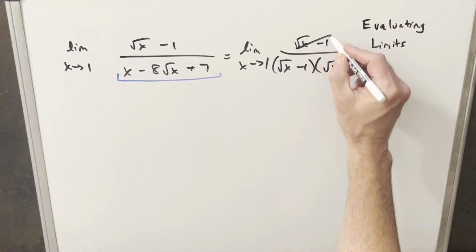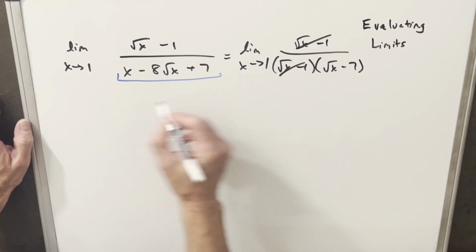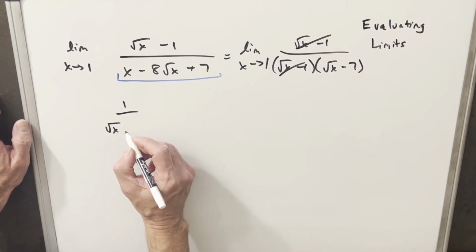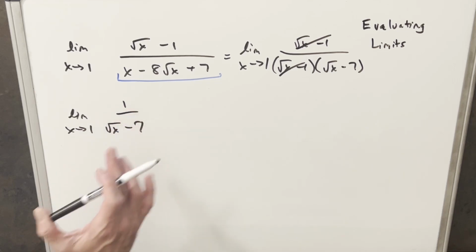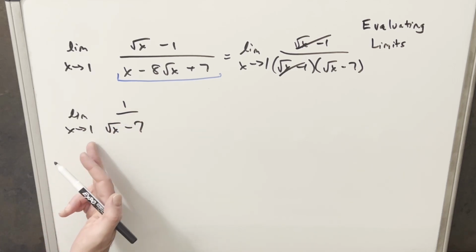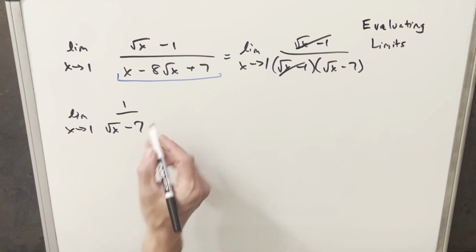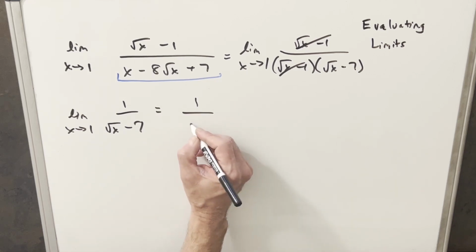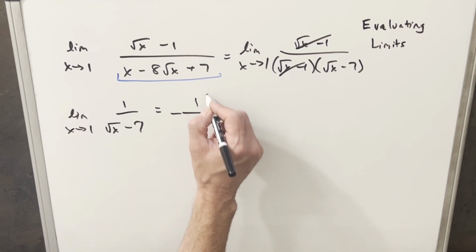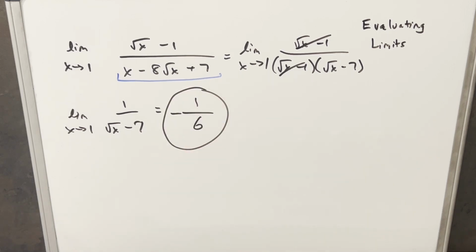But now we get the cancellation we need here. And so we're going to end up with this as just 1 over square root of x minus 7. Now you can see with the 1 in the numerator, it's no longer an indeterminate form. Let's evaluate it at 1, and this is going to give me 1 over square root of 1, which is 1, minus 7, so minus 6. The limit's going to just be minus 1 over 6.